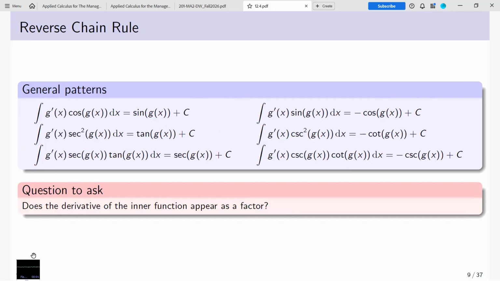The inner expression can be nonlinear. If its derivative is present, substitution reduces the integral to one of the 6 basic formulas. The real work is recognizing the matching pair.